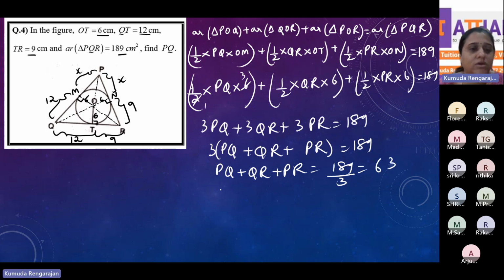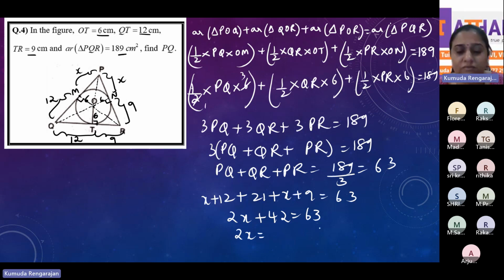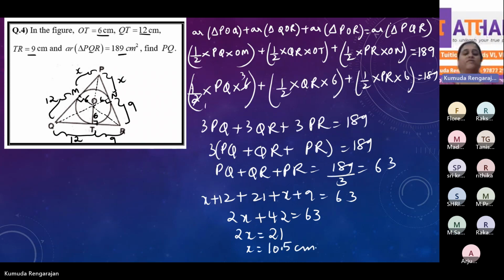Now take the values. How much is PQ? X plus 12. QR is 12 plus 9, 21. Plus PR, X plus 9, is equal to 63. So you get 2x plus 42, correct? Yes, 42. So we find X is equal to 10.5 centimeters. The question is to find PQ. PQ is X plus 12, which is 22.5.